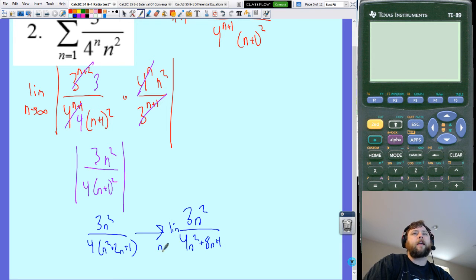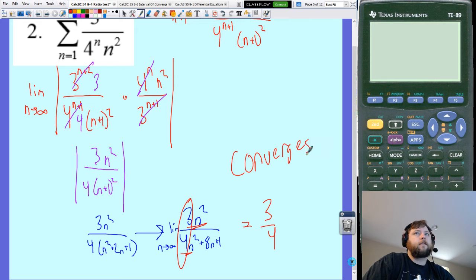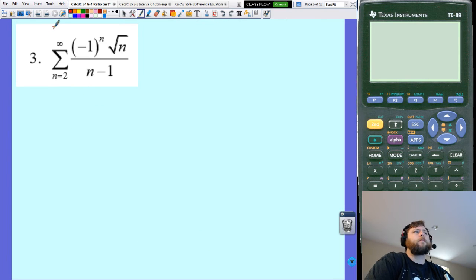Again, the limit as you go to infinity, and L'Hopital's rule, or just look at the highest degree polynomial. They're both n squared, so we're just looking at the coefficient, and that's going to be 3/4. Now, 3/4 is a number between -1 and 1, so this guy converges by the ratio test, because 3/4 is less than 1. All right, moving on with my life.